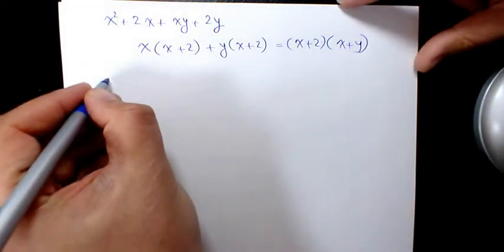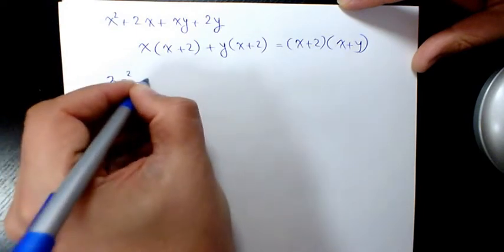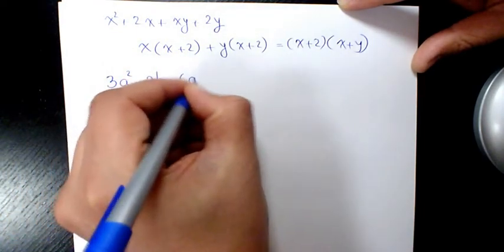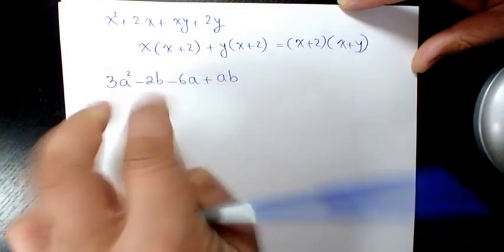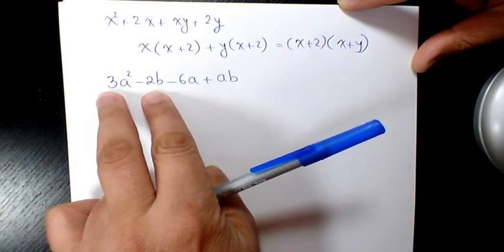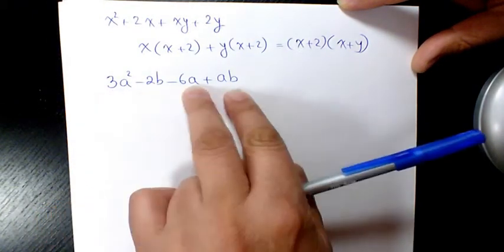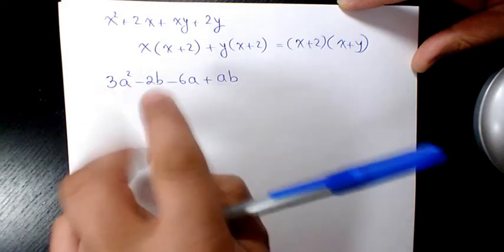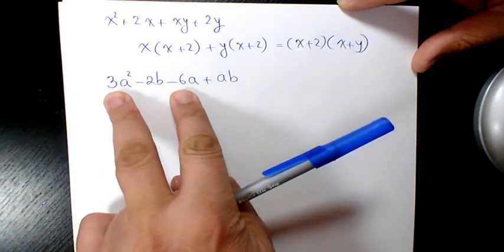You have 3a squared minus 2b minus 6a plus ab. You factor here, you cannot factor anything. And here you factor a. So it doesn't really help. Let's see if we factor these two and then these two.